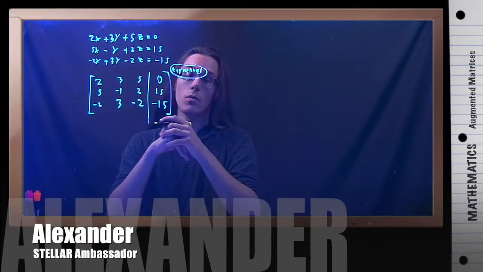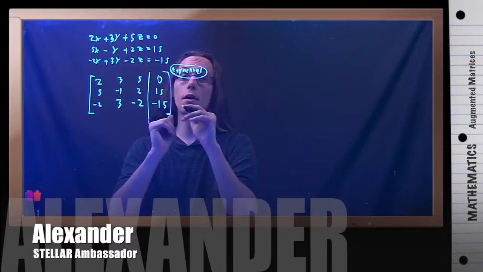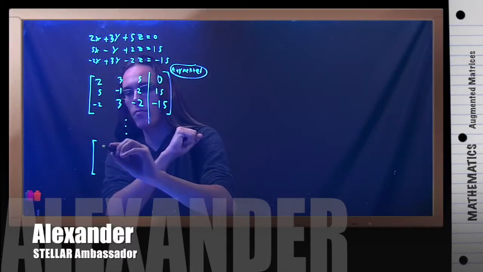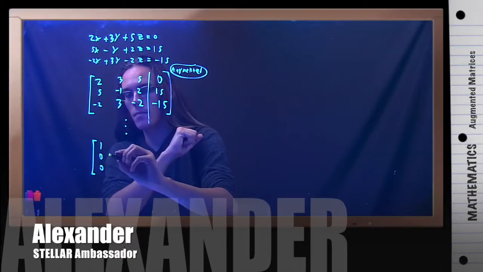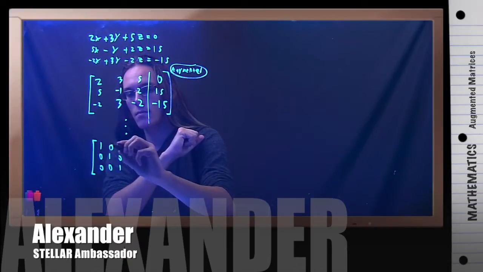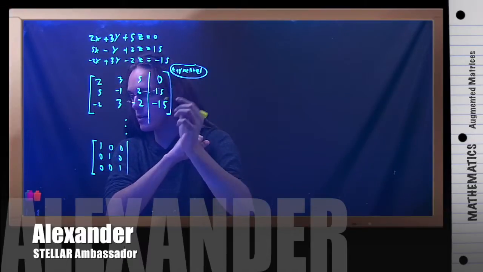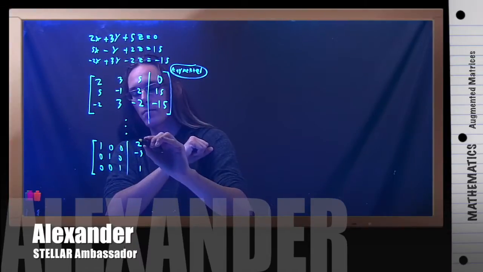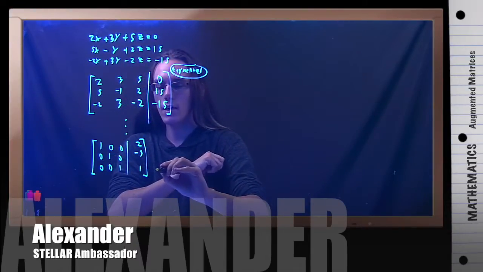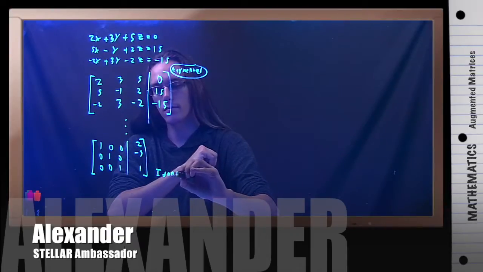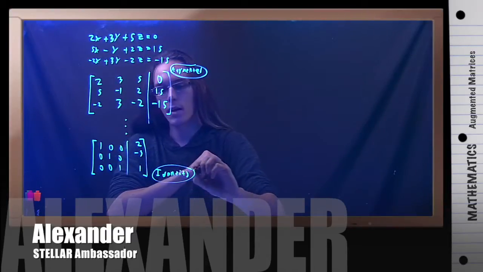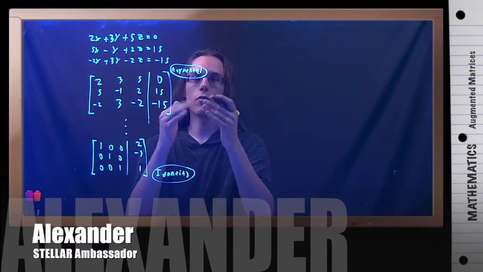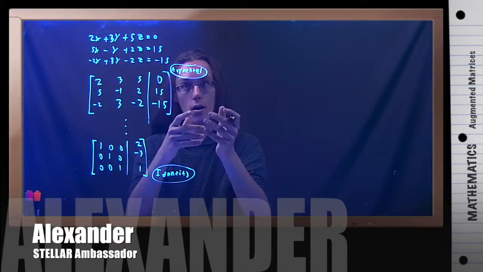Now what you would do, we're not actually going to go through the process, but there is a process you can do that would get you down to something that looks like this. And in this case, the numbers on the other side of the bar here would be 2, negative 3, and 1. This is what's called the identity matrix. It's called the identity matrix because if you look at it, it tells you what the identity is for x, y, and z, or what x, y, and z are.